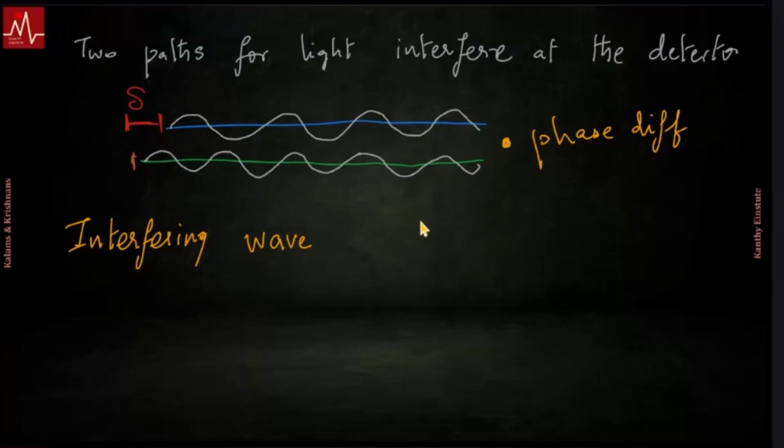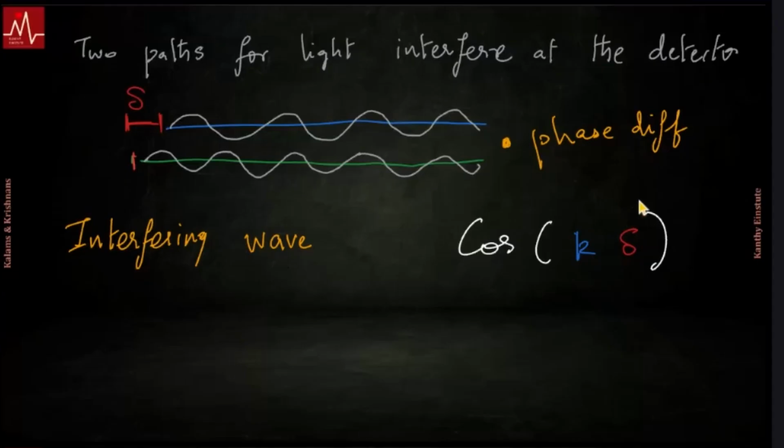So the interfering wave is going to be cos of, say, one is at 0, and with respect to 0, another one is at k delta. This is the phase difference between the two. So this is what shows up at the detector. I have put kz. This is what you detect: the interfering pattern is sinusoidal.